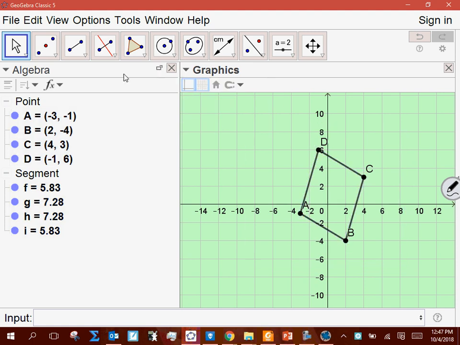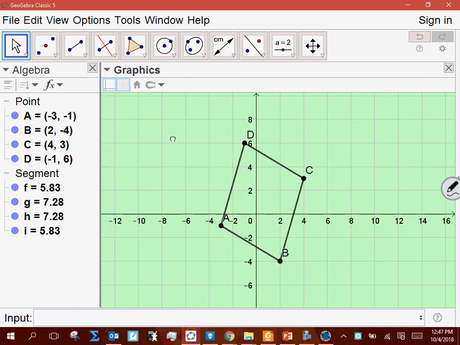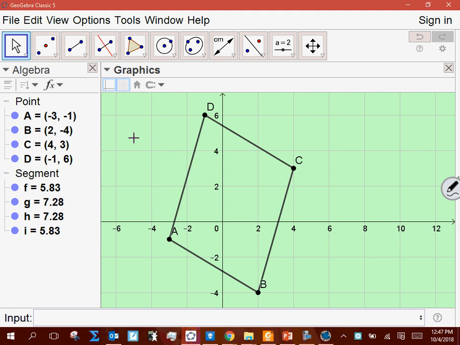Now they ask you for diagonals. Okay. A diagonal is, by definition, a segment that connects non-consecutive vertices. Okay, so we got some words in there that we got to kind of talk about. What's consecutive mean?